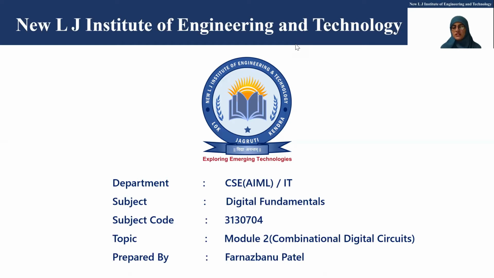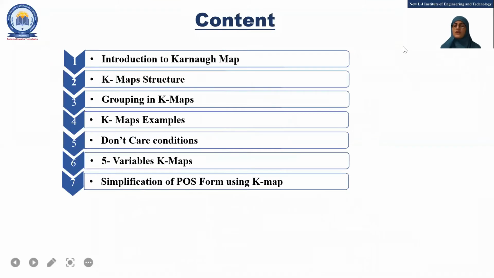I am your instructor Farnaz Patel, and in continuation of Module 2, which is Combinational Digital Circuits, today we'll be learning methods to simplify Boolean expressions. So today we'll be learning about the Karnaugh map. The content we'll be covering is Introduction to Karnaugh map, K-map structure, grouping in K-maps, K-map examples, then don't care conditions, then 5 variable K-maps, and 7th is simplification of POS form using K-maps.